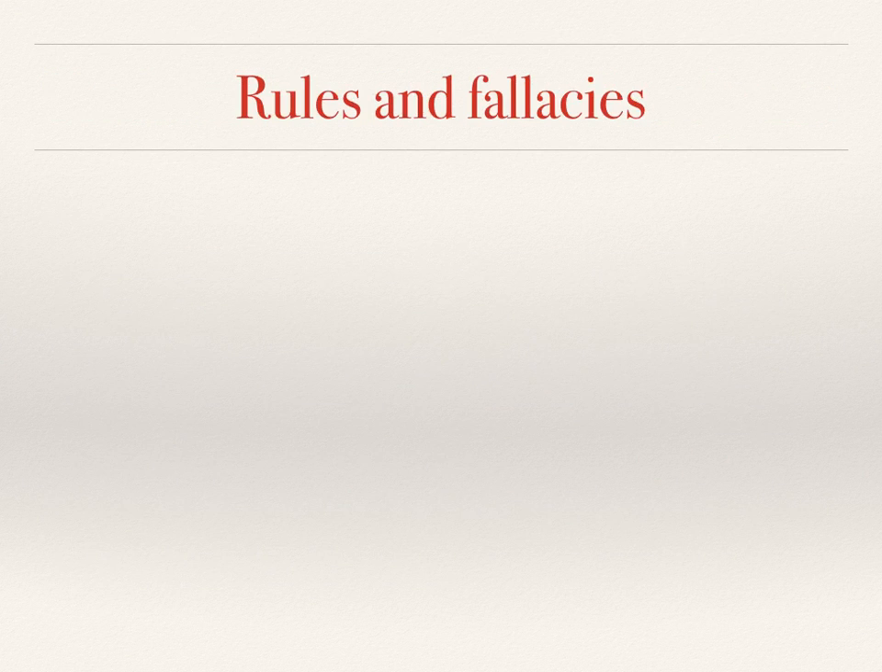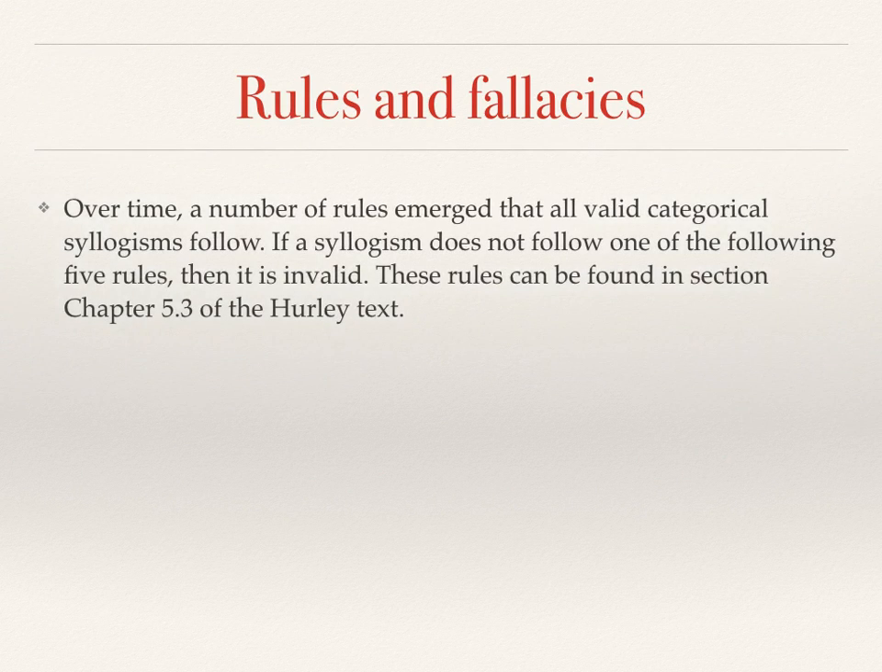So now we're going to talk about some rules and fallacies that have emerged as logicians have worked through these categorical syllogisms over the centuries. They came up with a number of rules, and if the syllogism follows these rules, they will always be valid, or if they violate the rules, they'll always be invalid. So that's what we'll do in the next few slides. So over time, a number of rules emerged that all valid categorical syllogisms follow. If a syllogism does not follow one of the following 5 rules, then it is invalid. These rules can be found in chapter 5.3 of the Hurley text.